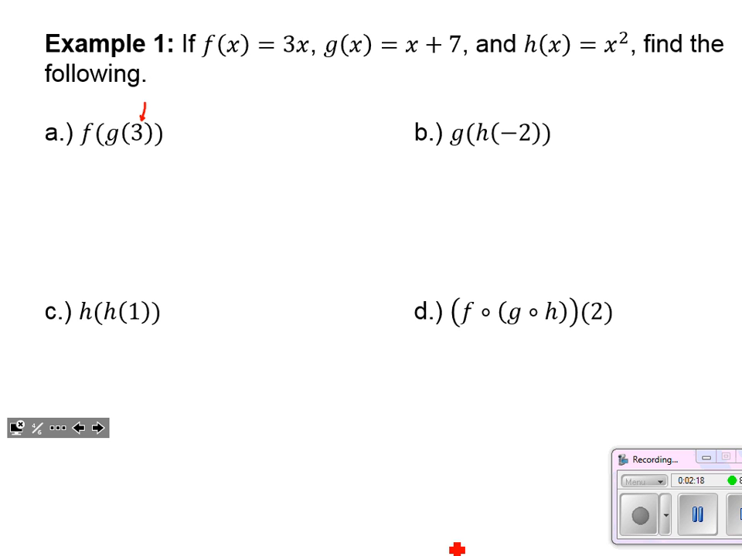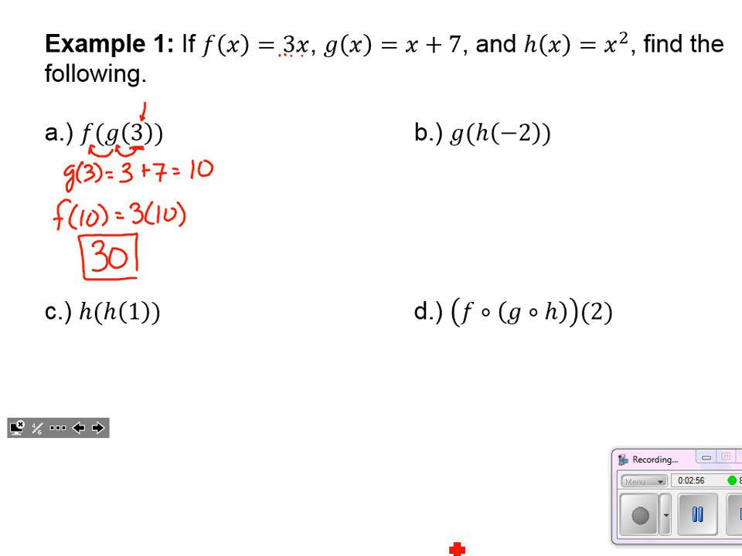So let's get started here on letter A. I'm starting with this 3. That's my ultimate input, working from the inside out. 3 goes into function g. What's the output of that? Well, it says I take my input of 3 and add 7 to it. So the output from function g is 10. Then I'm supposed to turn around and put that into f. So I'm trying to find f of 10, which says I take 3 times the input. I'm just following the rules up here for what f is telling me to do. So the final result is the number 30. We put a number in, we got a number out.